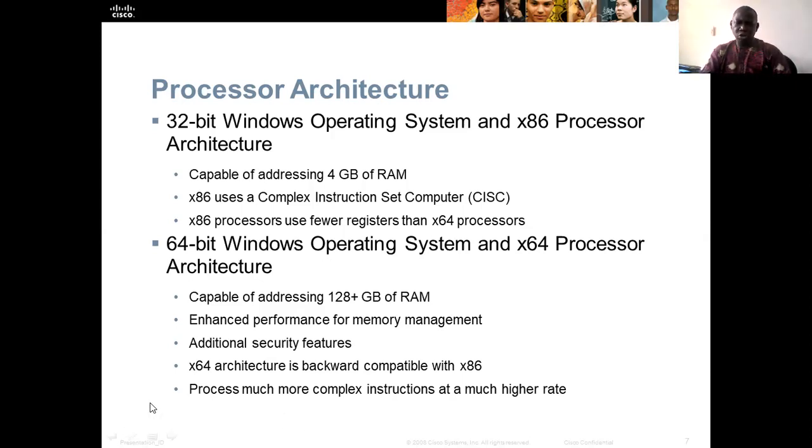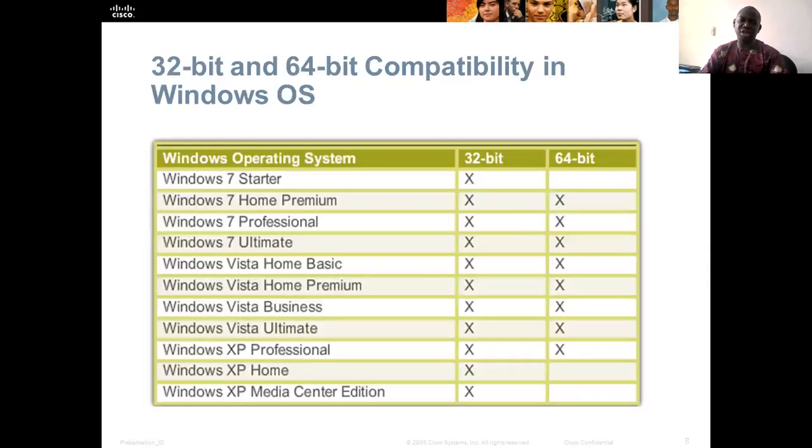But to make sure that 64 bit architecture can work with x86, the 64-bit Windows operating system also has that backward compatibility, to be able to run on some x86 architecture. It processes much more complex instruction at a much higher rate. A 64-bit operating system running on a 64-bit processor processes much more complex instruction at a much higher rate.